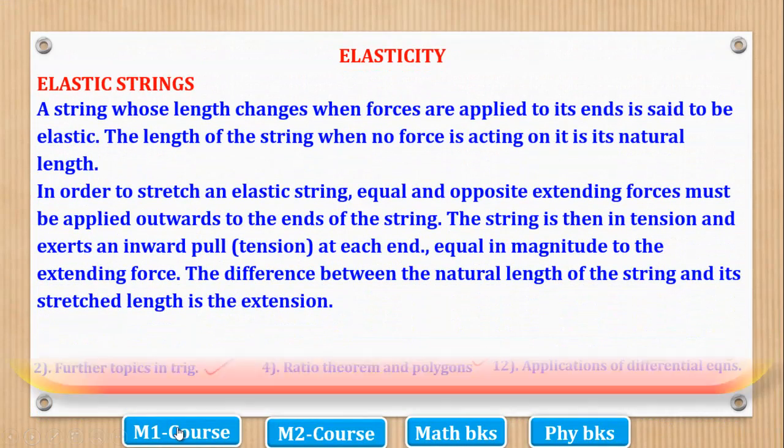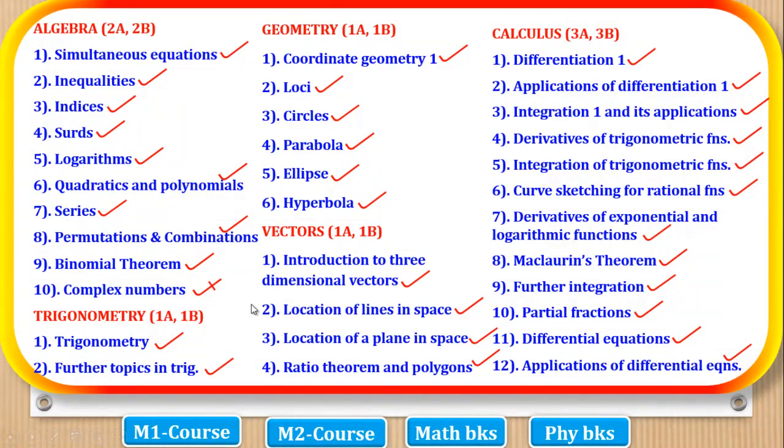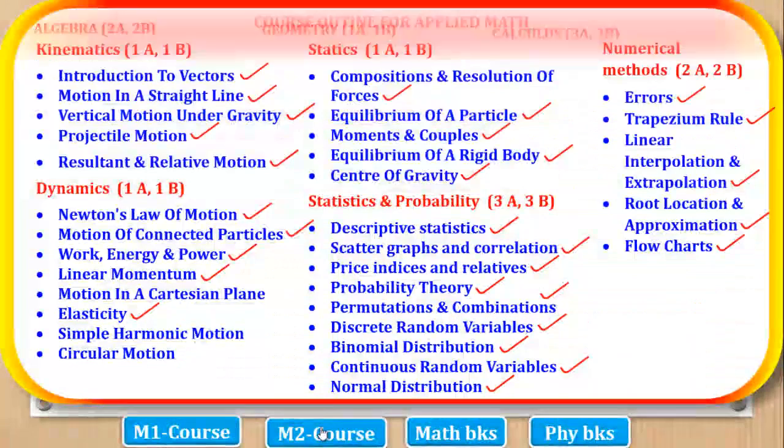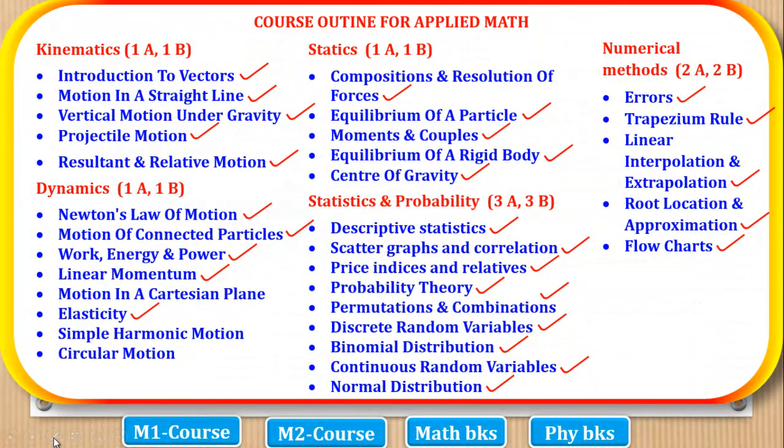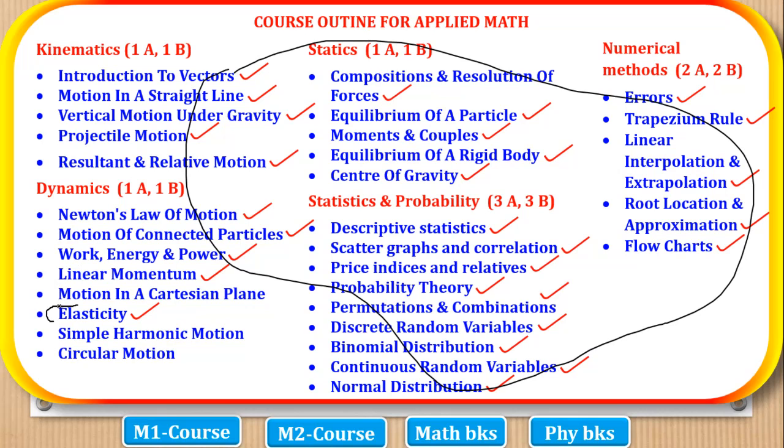Before we start, let's first look at the course outline. That is the course outline for Math Paper 1, which was covered, and now we are about to finish Math Paper 2, after which we shall go to Physics and A-Level Math Contest. In this video I'm going to go through the topic of elasticity. This has been skipped because it will be covered last.